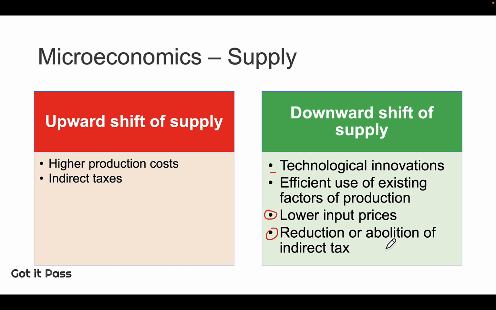And for reduction of indirect tax, as mentioned on the upward shift of supply, indirect tax is a barrier for manufacturers to produce more goods because of the VAT, for example. Reduction of the indirect tax helps to improve the profit margin for the firm. Then it helps to improve the quantity supplied by the firm.